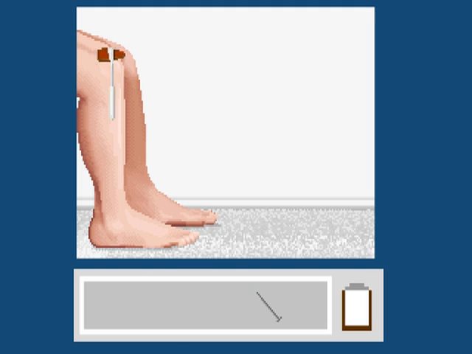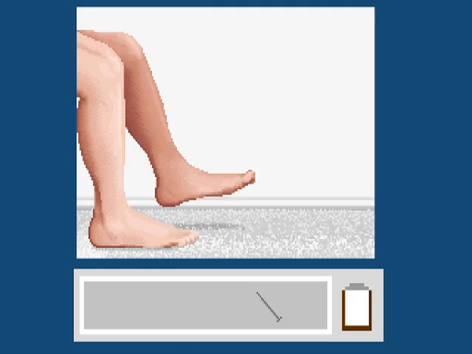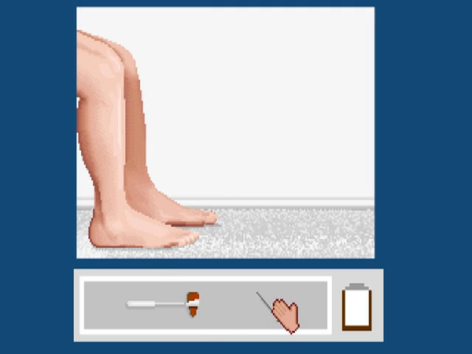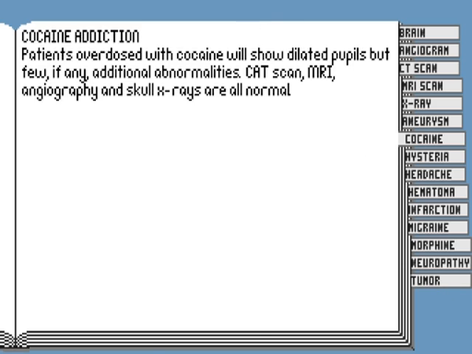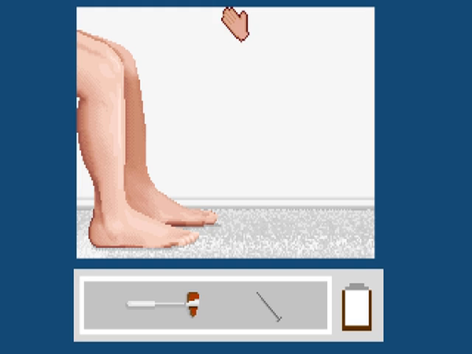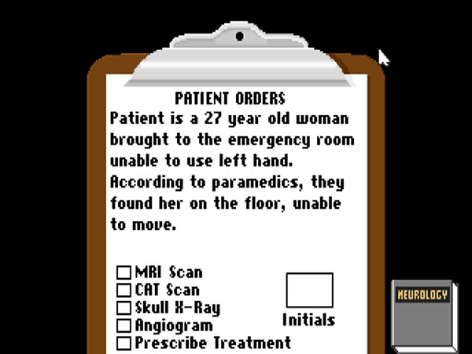Let's check the reflexes. And no pain on the left side. So let's see. Reflex absent, aggravated, and no pain on the left side. It's still open to cocaine addiction. Let's see what the chart says.